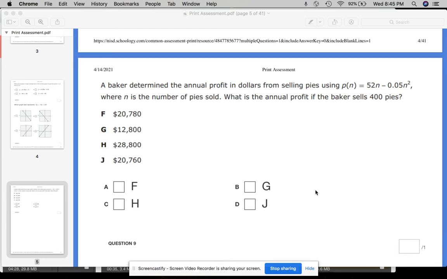F, $20,780. G, $12,800. H, $28,800. J, $20,760.